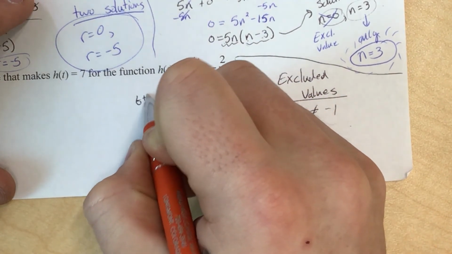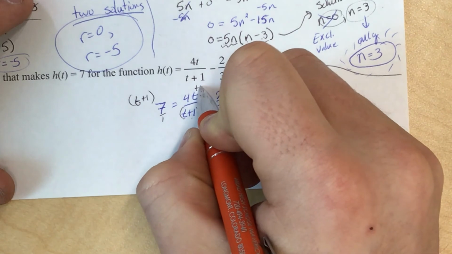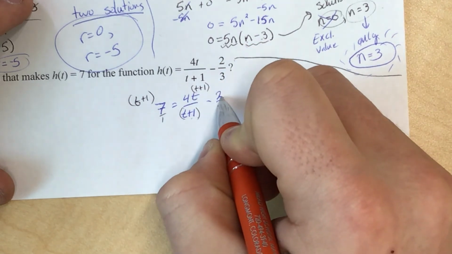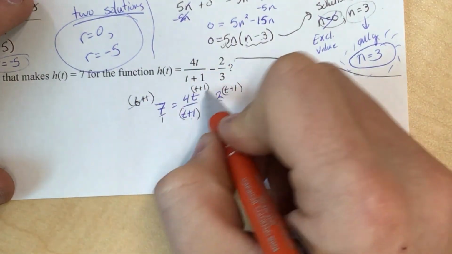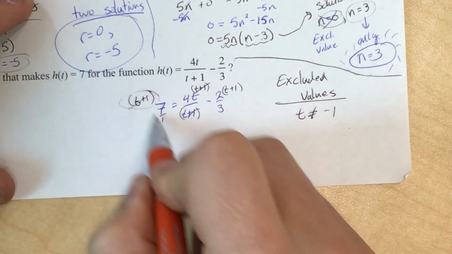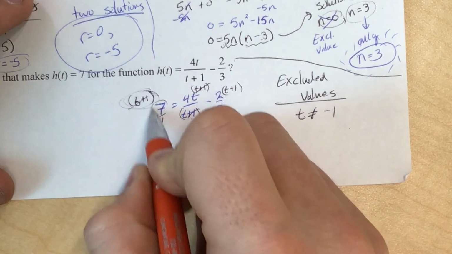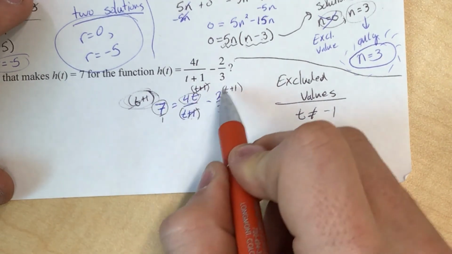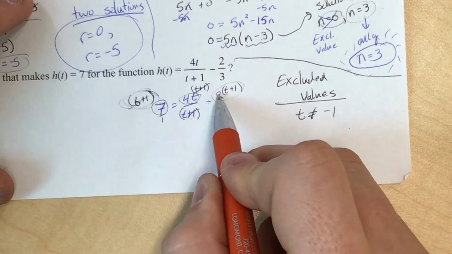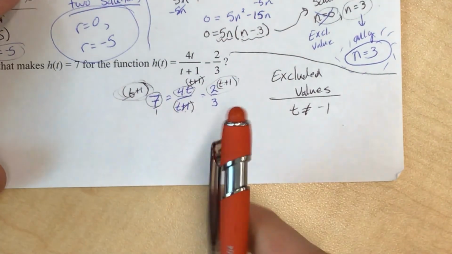You don't really need to eliminate the 1 as a denominator, but we do need to eliminate t plus 1. So I'm going to multiply by t plus 1. Multiply by t plus 1. Multiply by t plus 1. Oh, that eliminates the denominator here. This stays. That didn't eliminate over here. So we have a t plus 1 and a 7. All that we have left over is a 4t, and we have a negative 2 times t plus 1.